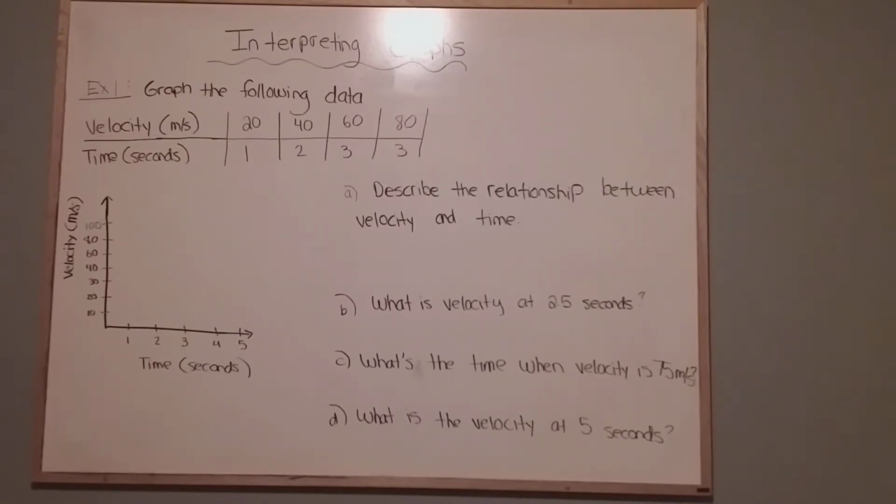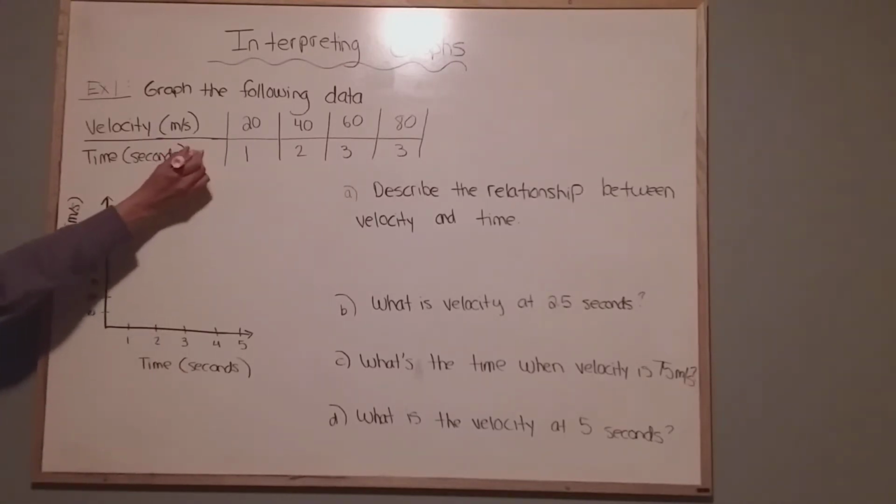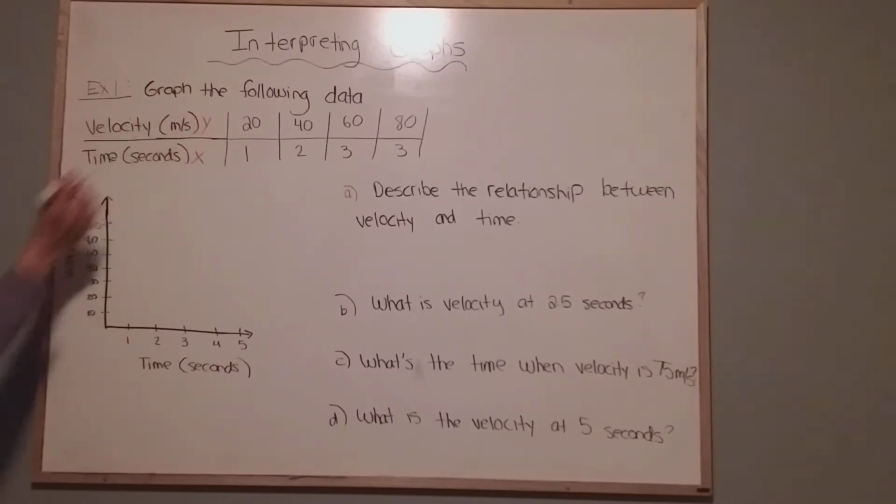And when you're given two variables, you have to figure out which one is the dependent and which is the independent. Independent is always x, and time is always going to be independent. So I know this is my x, this is my y. Okay? So the table of values is given to us. So we start off with that first.